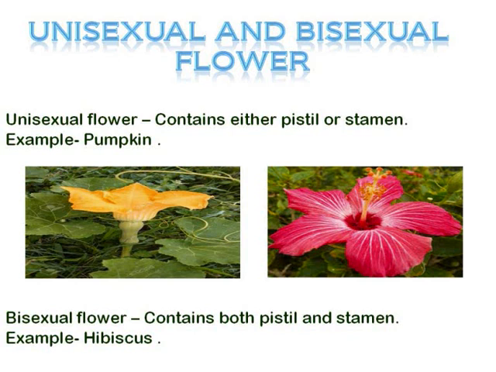The bisexual flowers are those flowers which possess both stamen and pistil. A few examples of bisexual flowers are hibiscus, mustard, mango, rose, sunflower, etc.